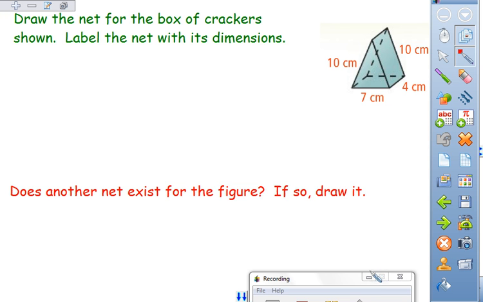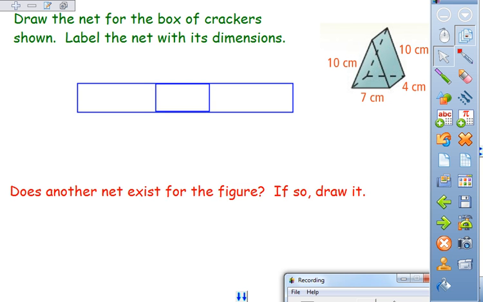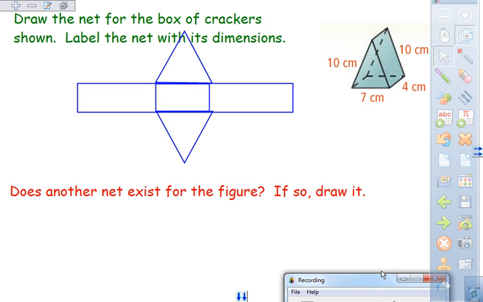Draw the net for the box of crackers shown. Label the net with its dimensions. So again, I'm going to start with that base. And now I just need to add my triangles. So this is what I'm looking at. I'm going to count my faces just to make sure. So 1, 2, 3, 4, and the bottom would be 5. 1, 2, 3, 4, 5. So if I fold that together, it should match. And now I just need my labels.